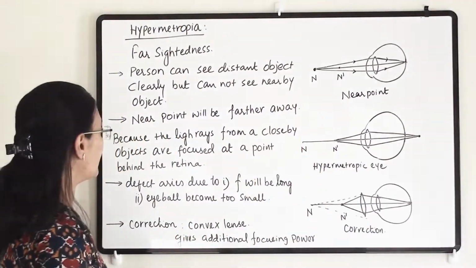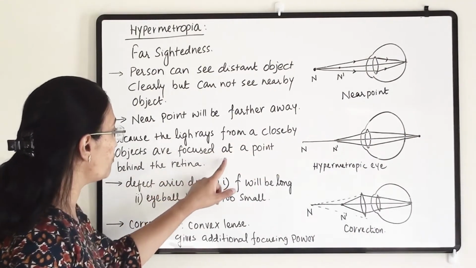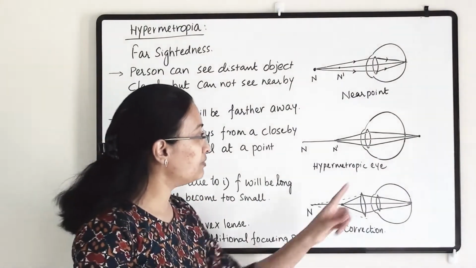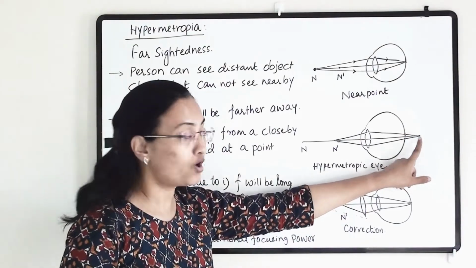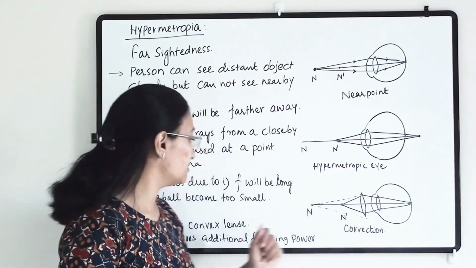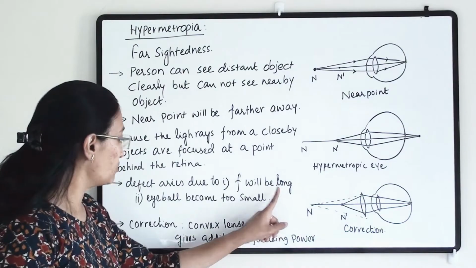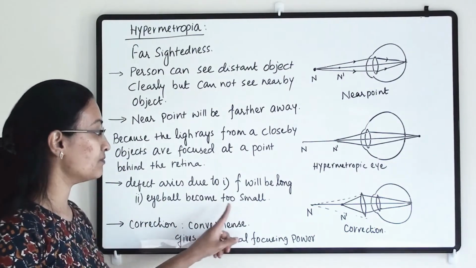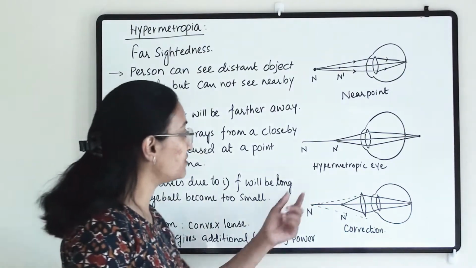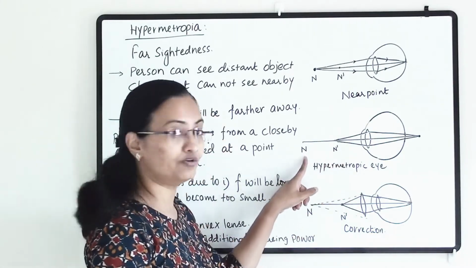So what will happen is that the light rays from a close by object are focused at a point behind the retina. So whatever image will form will be behind the retina like this and not on the retina, because its near point has been shifted farther away. So this defect arises because the focal length is too long or the eyeball became too small. These two are the possible reasons, and because of that, in the hypermetropic eye, the near point has been shifted farther away.